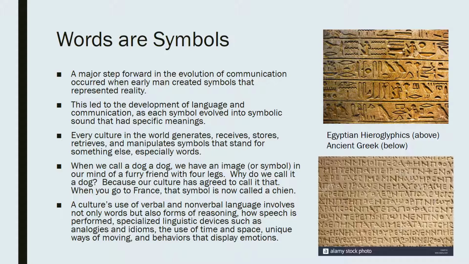So every culture in the world generates, receives, stores, retrieves, and manipulates symbols that stand for something else, especially words. When we call a dog, we have an image or symbol in our mind of a furry friend with 4 legs. Why do we call it a dog? Because our culture has agreed to call it that. When you go to France, the symbol is now called a chien. So, language is a culturally accepted decision of what words we're going to use to identify certain things or actions.